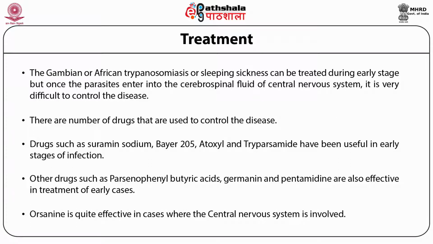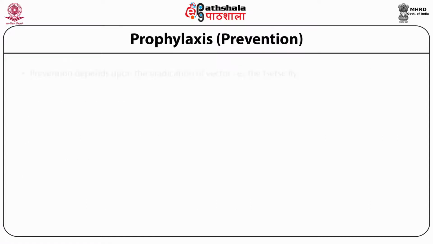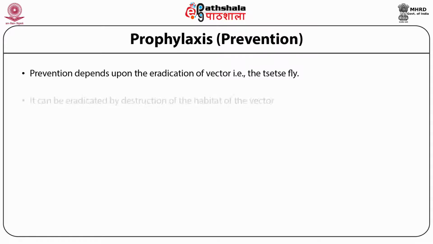Arsenine is quite effective in cases where the central nervous system is involved. Melarsen oxide is rapid in action and is less toxic. Prevention depends upon the eradication of vectors, that is the tsetse fly. It can be eradicated by destruction of the habitat of the vector.